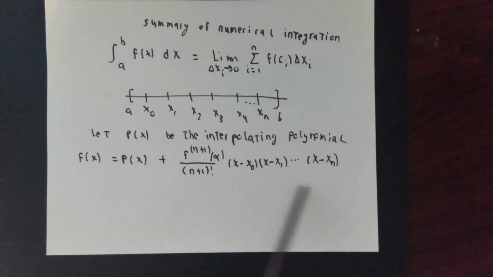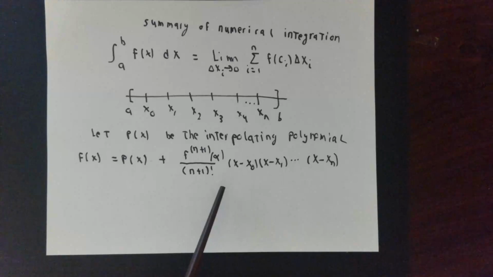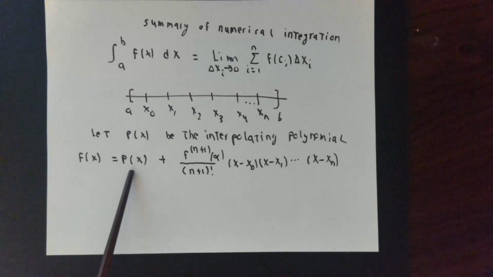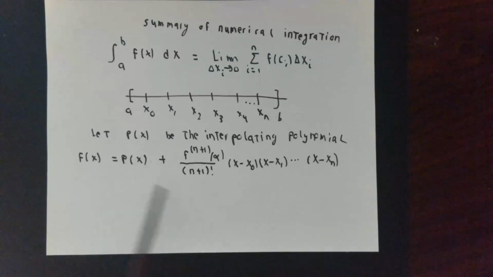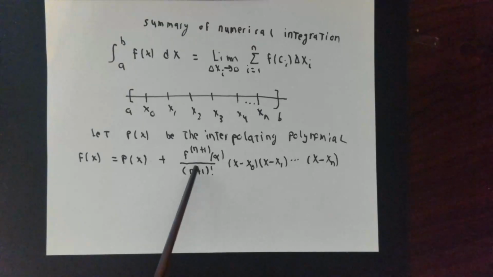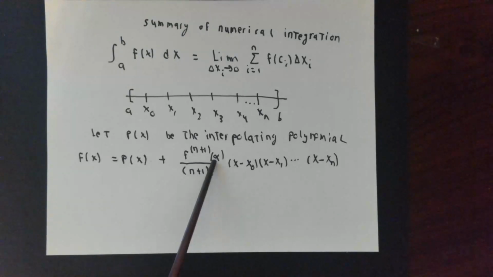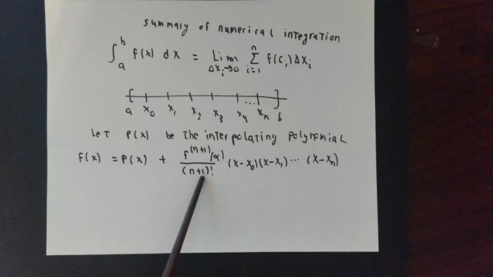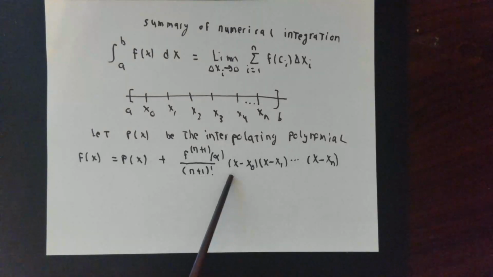In the just mentioned video, we convinced ourselves that the error is the n plus first derivative evaluated at alpha over n plus 1 factorial times the product of x minus all of the x values in my interpolating set. The alpha is somewhere in the range x0, x1, x2 up to xn, together with the particular x that we're talking about.